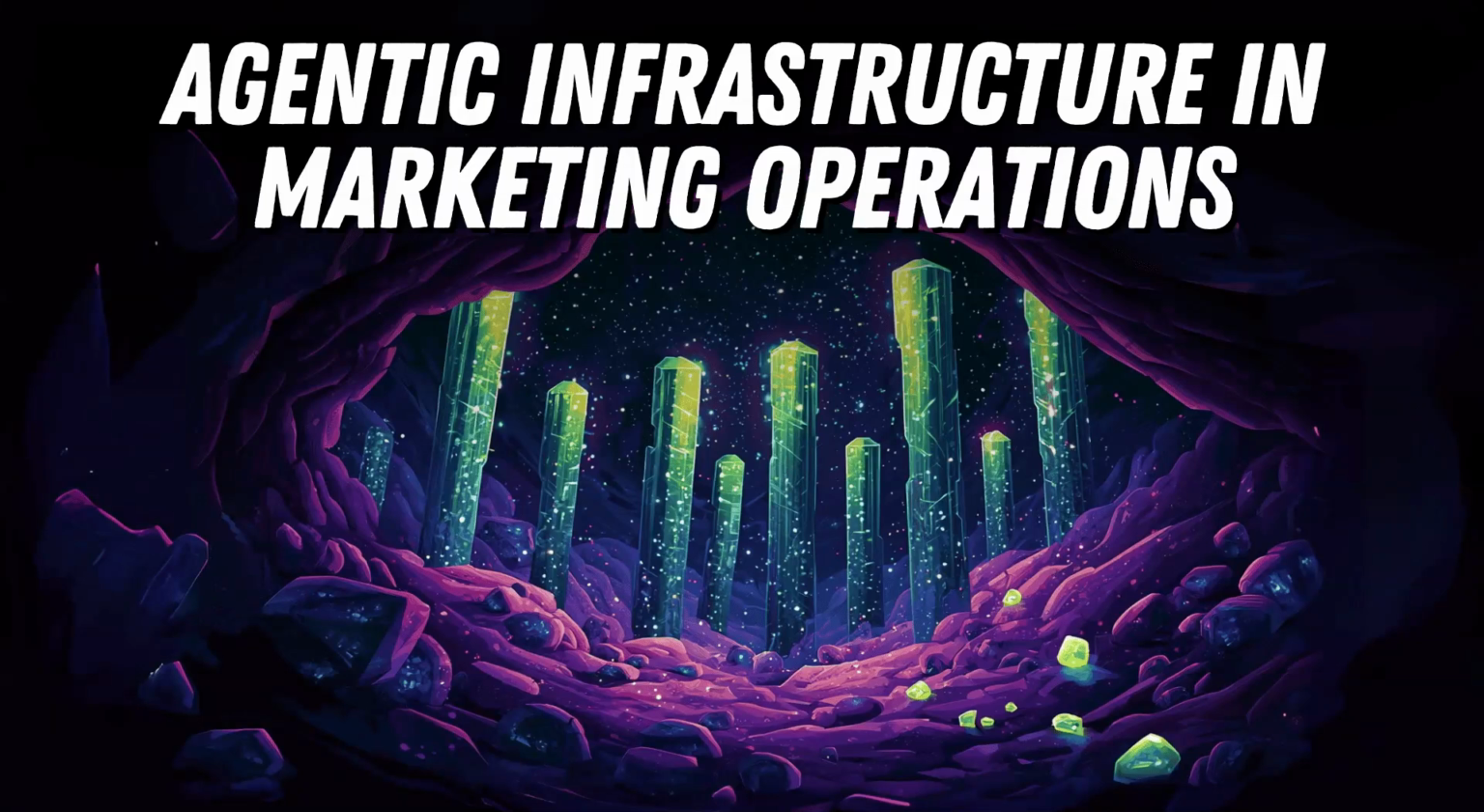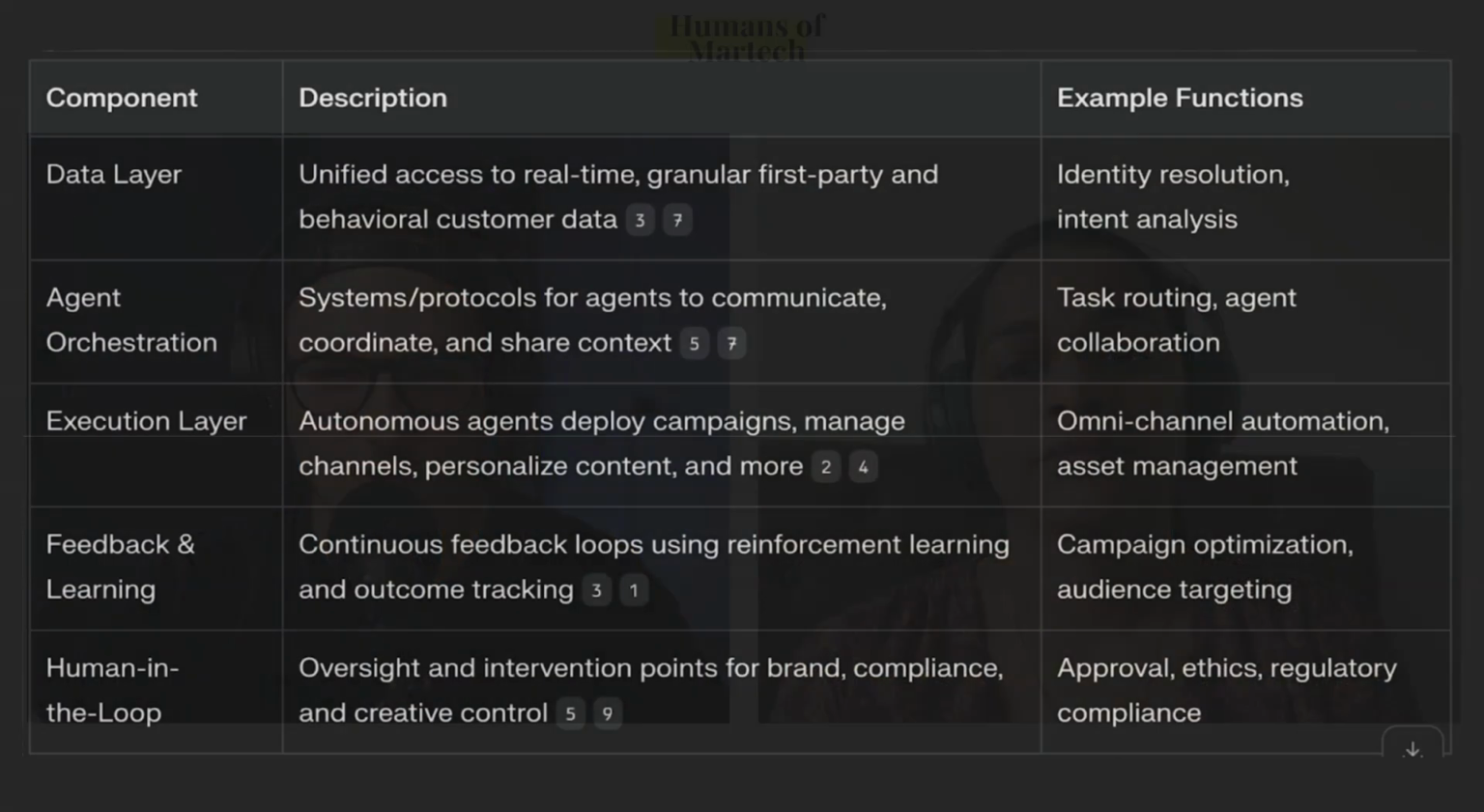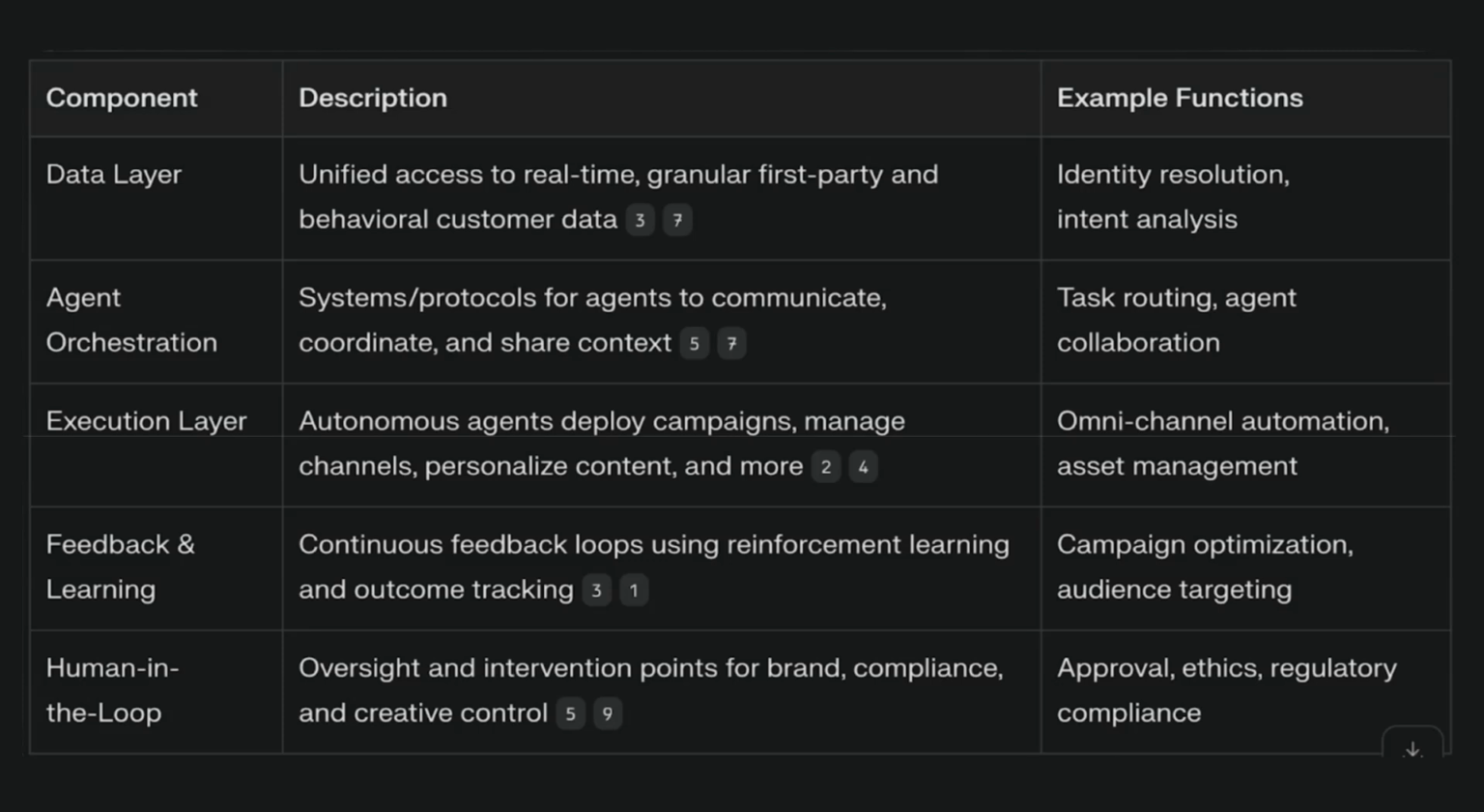When we say agentic infrastructure, what are some of the components here? We'll put up a table here for the folks watching on YouTube, but we've got the data layer, the agent orchestration, the execution layer, feedback and learning, but there's also human in the loop sometimes. What are your thoughts on these components?